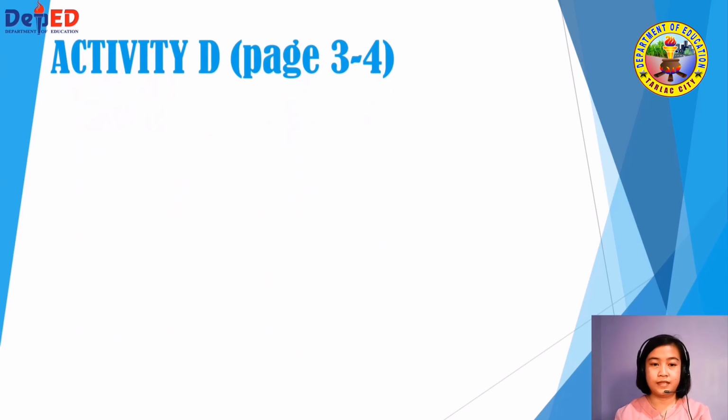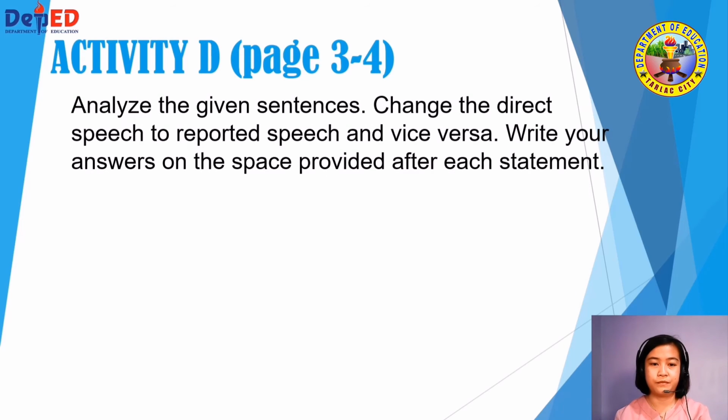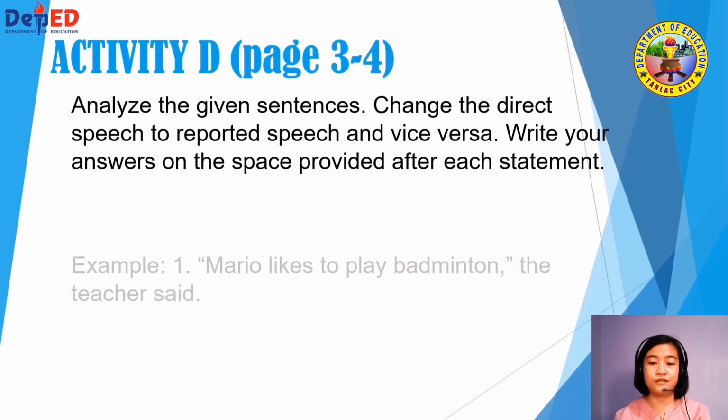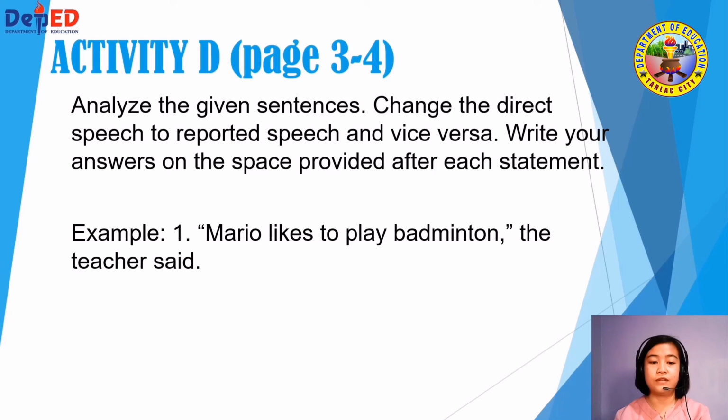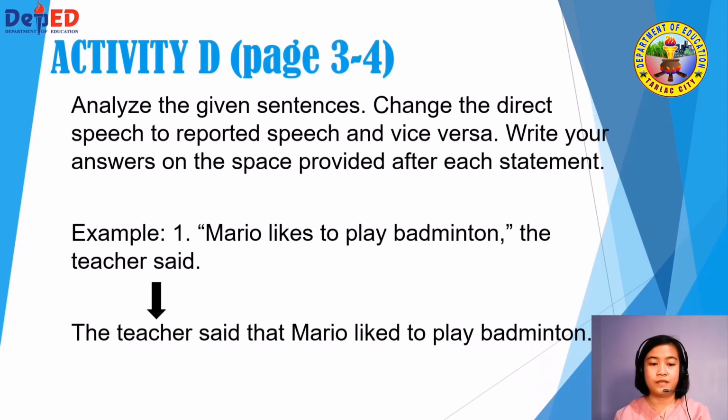Let's have Activity B, which can be found on page 3 to 4. Analyze the given sentences. Change the direct speech to reported speech and vice versa. Write your answers on the space provided after each statement. Let's have an example. Mario likes to play badminton, the teacher said. The answer would be, the teacher said that Mario liked to play badminton.